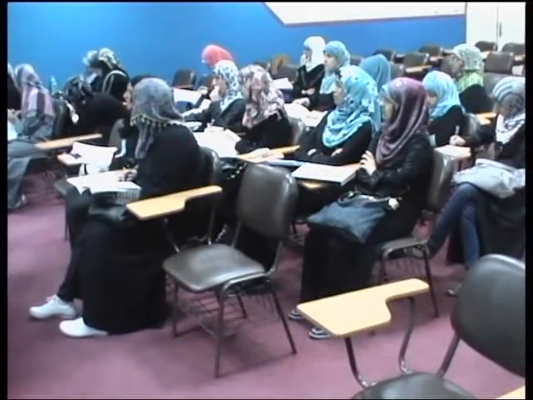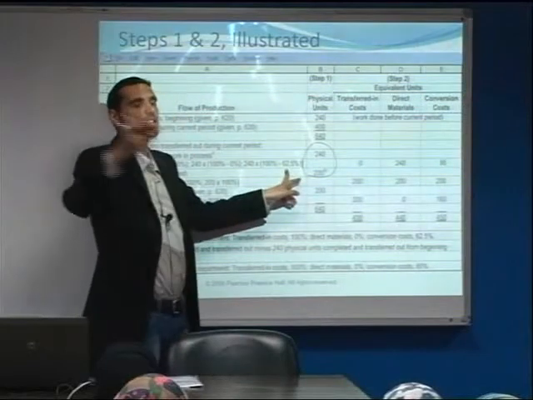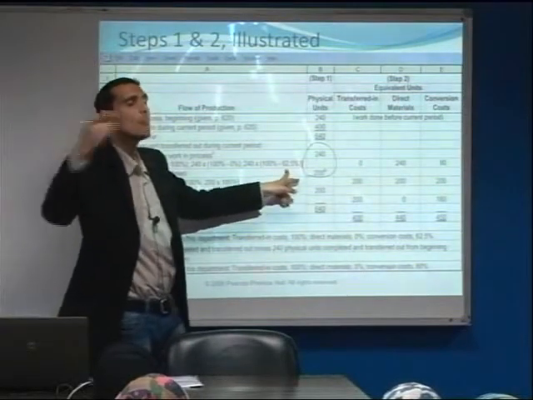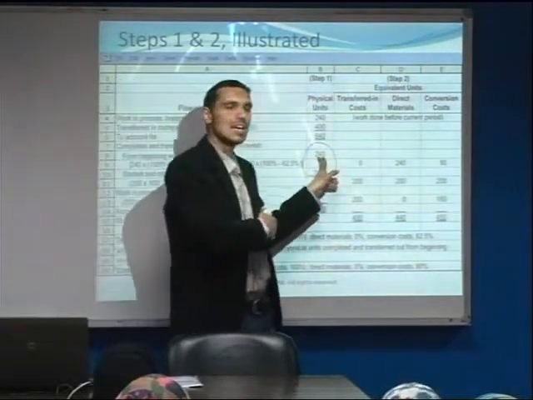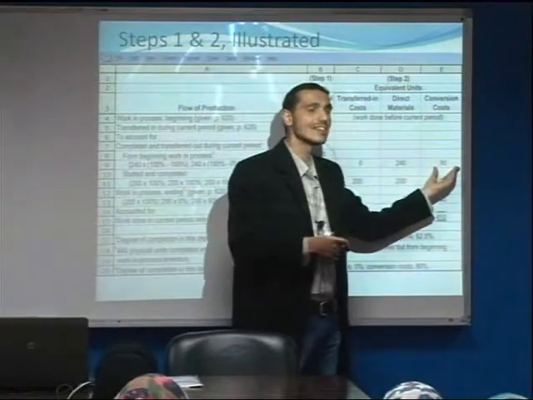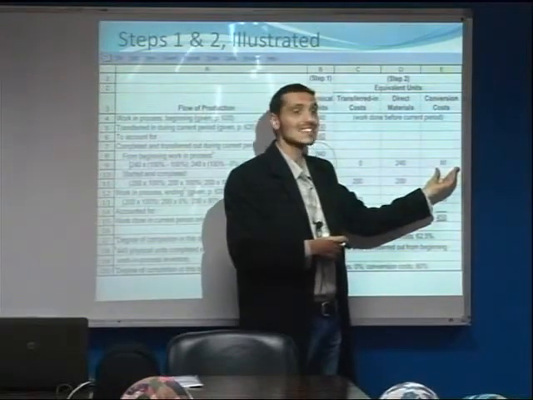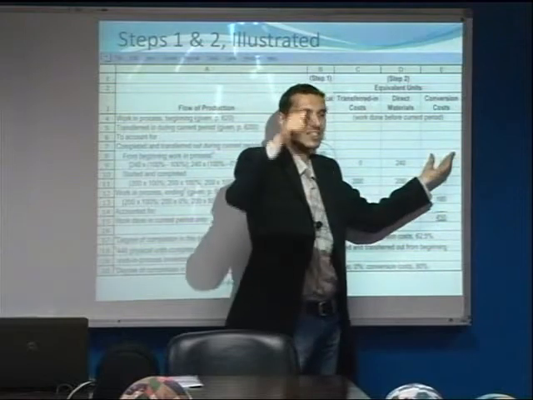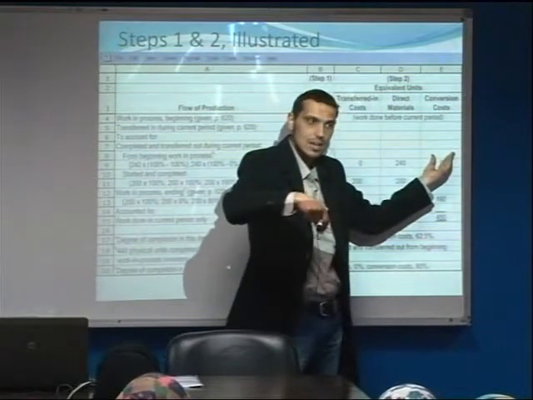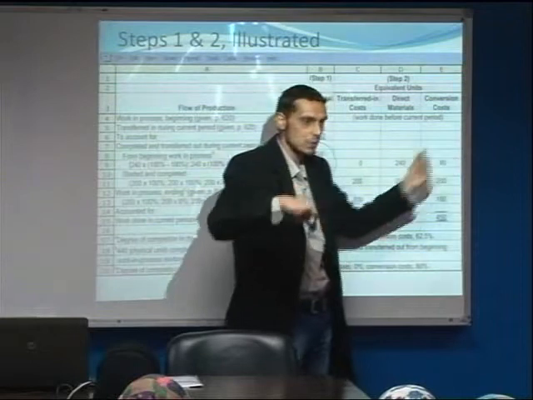Therefore, the 100% minus the 62.5% multiplied by the 240 units would equal the 90 units as equivalent units for the work done that has been incurred in this month or in this period.